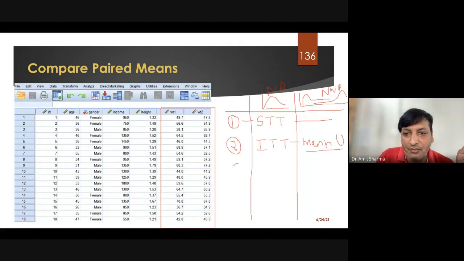And if you have more than two sample to compare, that means you have a three sample, then the test is ANOVA. And alternative of ANOVA for not normally distributed data is Kruskal-Wallis test.